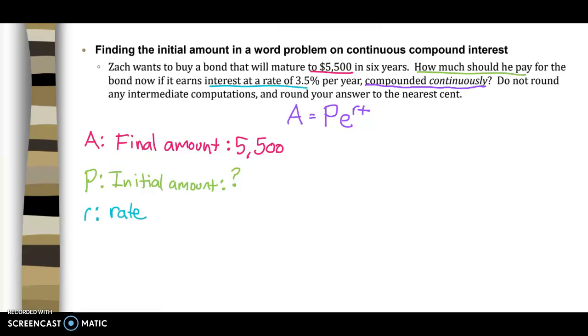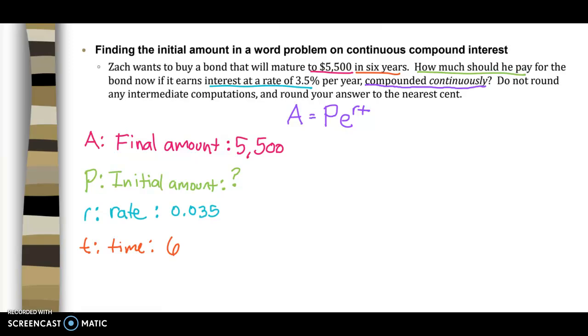Here we're told the interest rate is 3.5%, which in decimal form is 0.035. And then what is T? T is the time. So in this problem, let's take a look. He wants it to mature to this amount in 6 years. So T is 6.